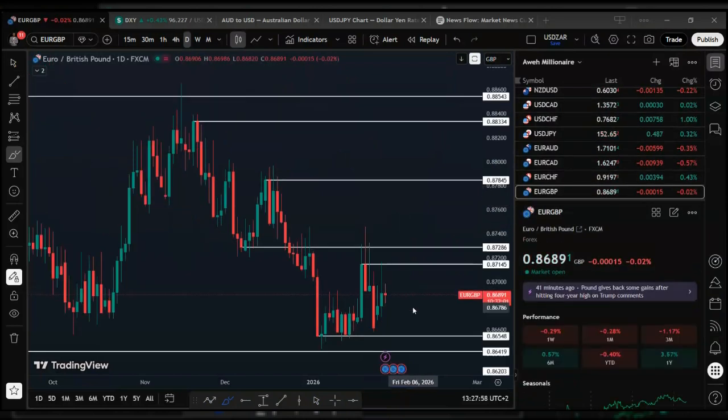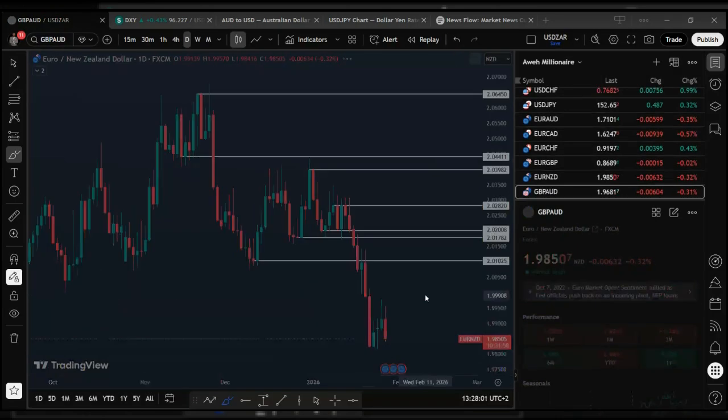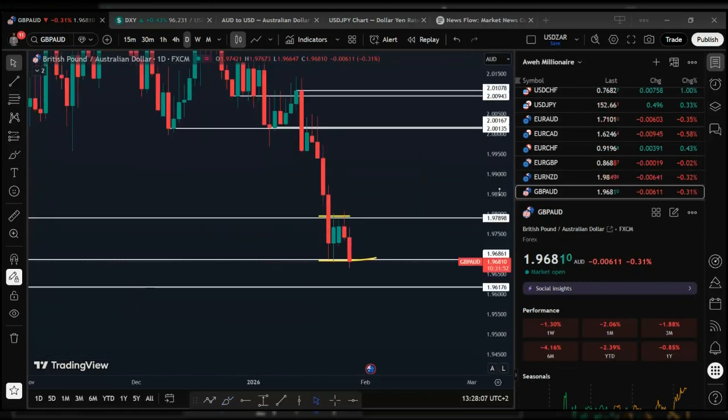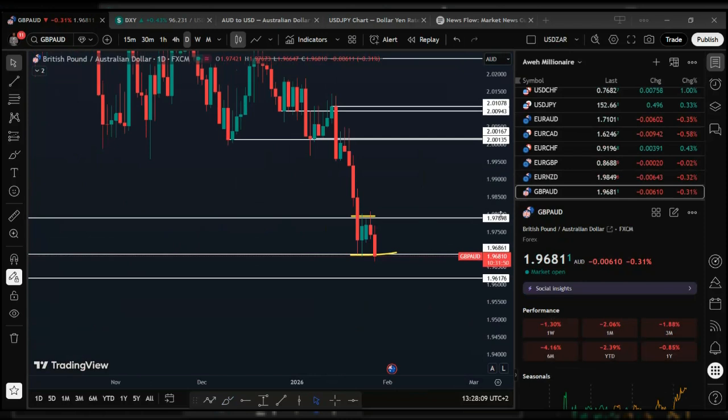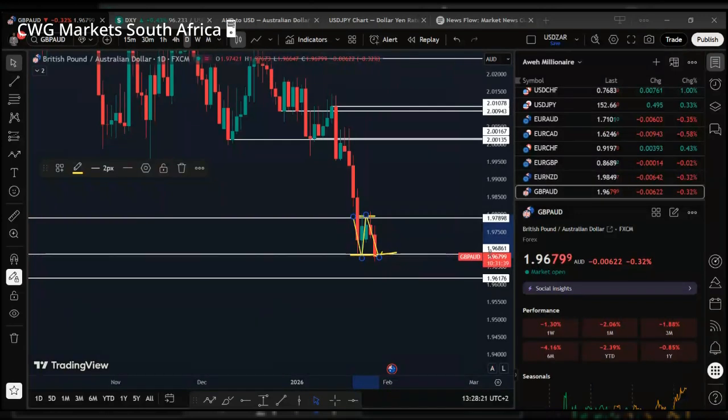Next up, we have over here GBP Aussie. So GBP Aussie, we started off the week looking at this currency pair where we said that price was still in this range. And as you can see, price is still trading in this range, where price has been bouncing between the bottom of the range and the top of the range, and now testing this range, which is sitting at the 1.9686 support level, as well as our resistance, which is the top of the range, sitting at the 1.9789 level.